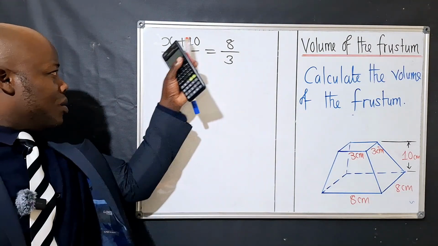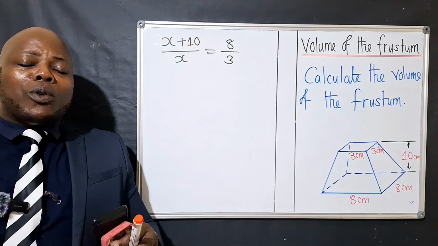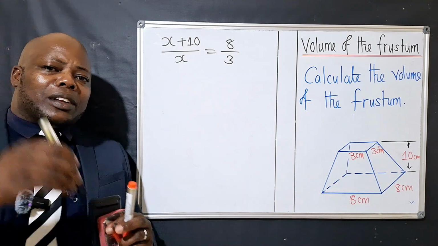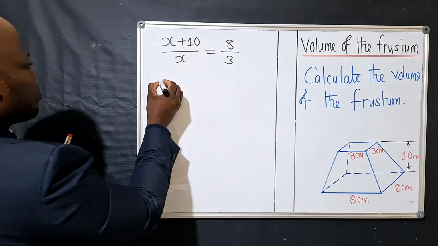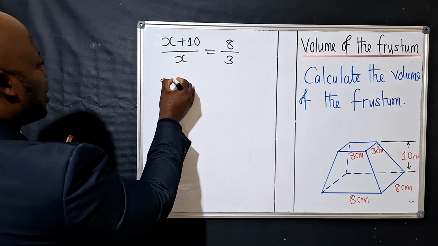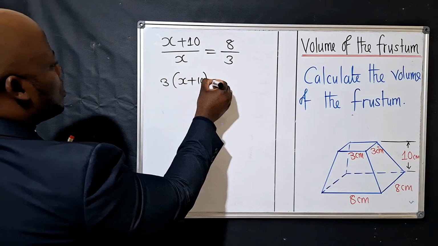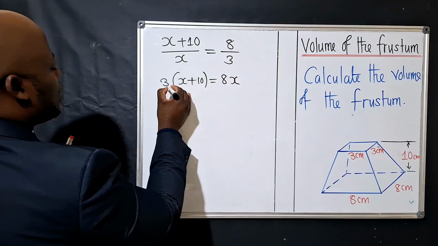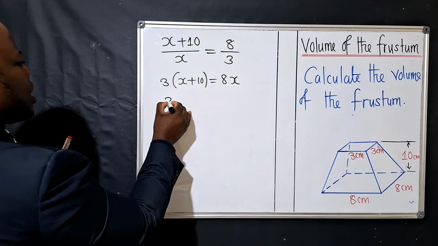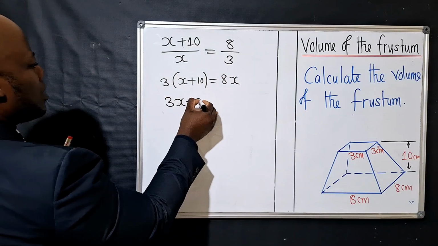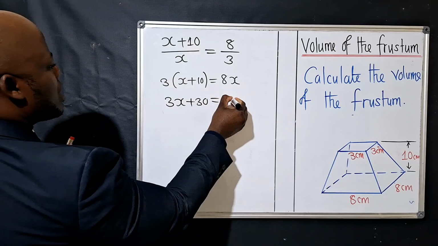So this right here will help us now know the height of what has been cut. We can cross multiply here. It will be 3 open bracket x plus 10, which is equal to 8x. We distribute there. It will be 3x plus 30 is equal to 8x.